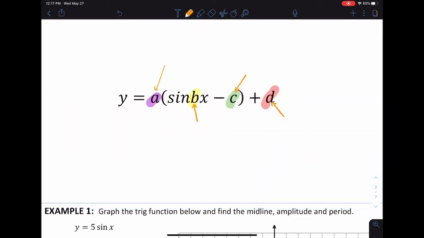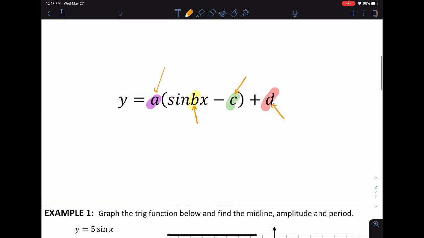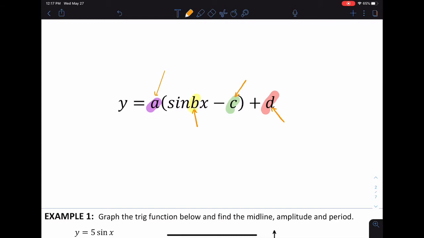For any graphs that you're graphing with sine, you're going to have some parts to it. Some of the parts you might have, some you might not. We talked about A a little before. Sometimes these will be capitalized, sometimes lowercase. It doesn't matter, it's the same thing. So A is the amplitude. That's how high and how low the graph goes.